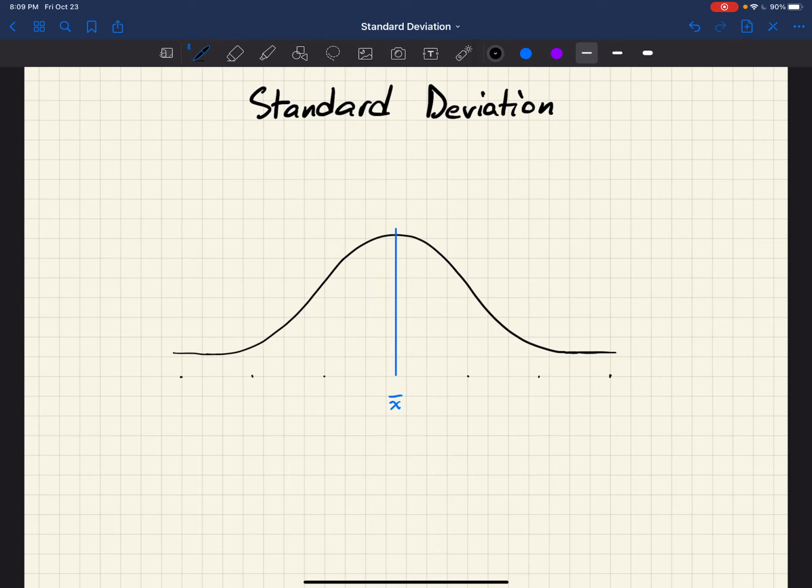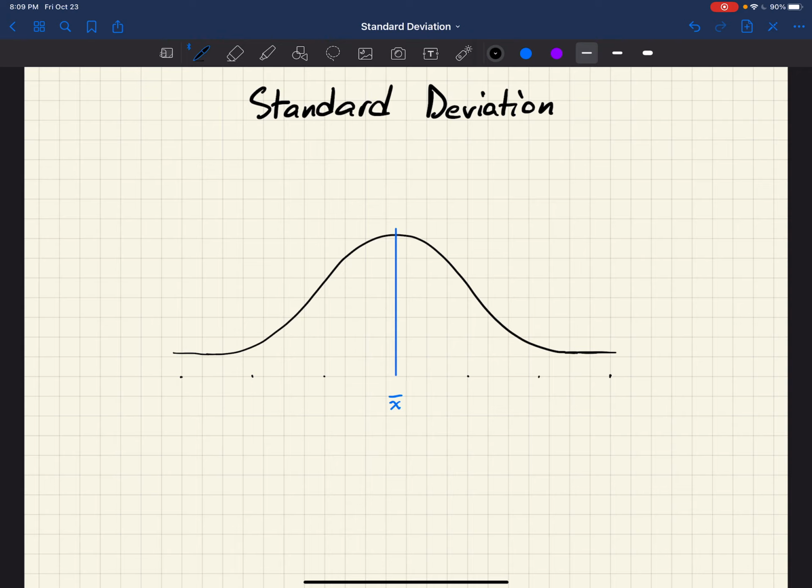Hello everyone, this is Ryan with High Desert Math Tutor, and today I want to take a few minutes to talk to you about standard deviation. Now, standard deviation is a way of measuring how much data you have within a certain distance from the mean of a set of data.